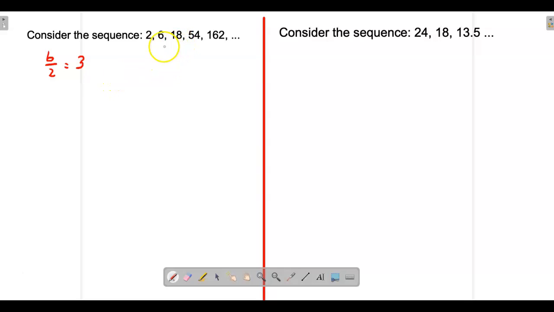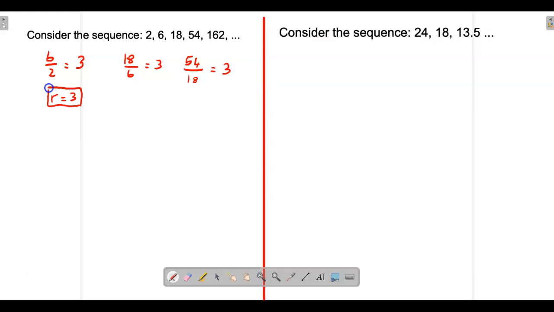Let's do the same with this number and this number. So if I always take the third and divide it by the second one, that's 3. What if I take the fourth and divide it by the third? Yes, it's the same number all the way through. It's always 3. And this is called the common ratio, or R. So R is 3. And if that's common, you've got a geometric sequence.